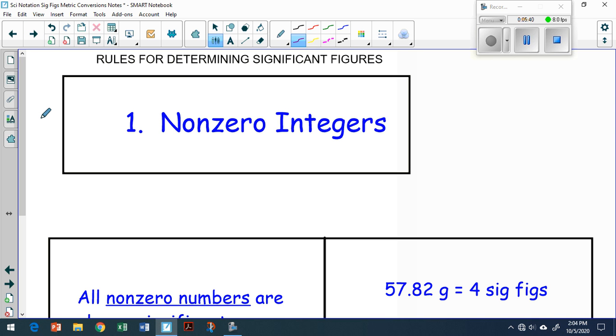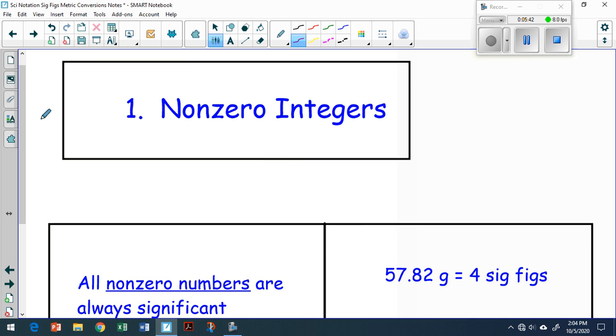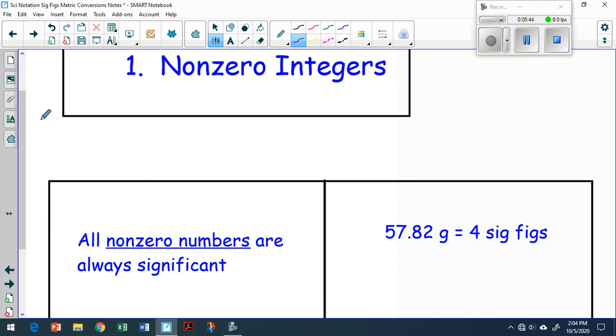The first type of digit we can consider are non-zero integers. These ones are easy because all non-zero numbers are always significant. So when I look at this measurement here, every single digit in the number is not zero. So then every measurement that's reported is considered significant. So there are 4 significant figures within this measurement because all 4 digits are known.